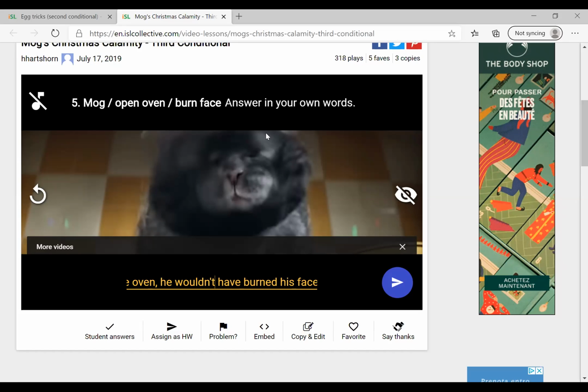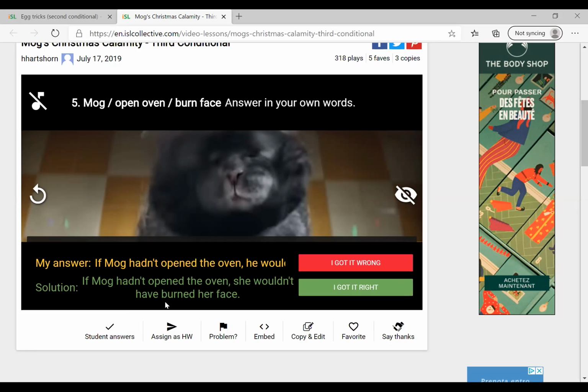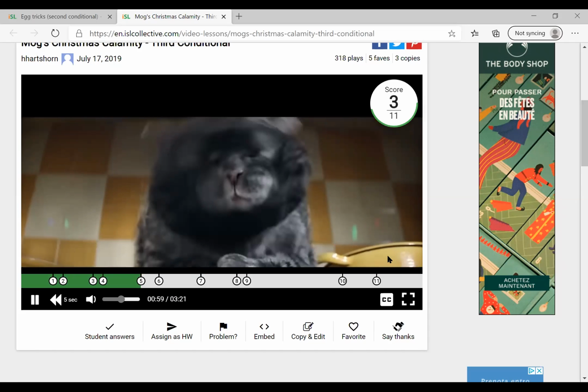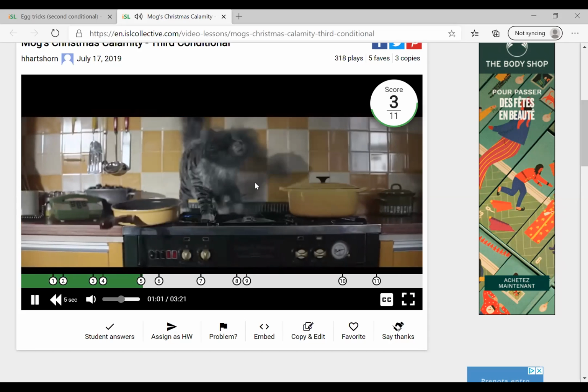Here, wouldn't. If Mog hadn't opened the oven, he wouldn't have, maybe I typed burned without E. Burned her face. Absolutely. So this is her face, not his face, right? Burned her face. Grammatically correct, okay? Hadn't opened, wouldn't have burned. Good. Just take care about commas.